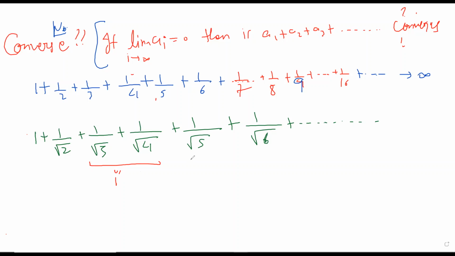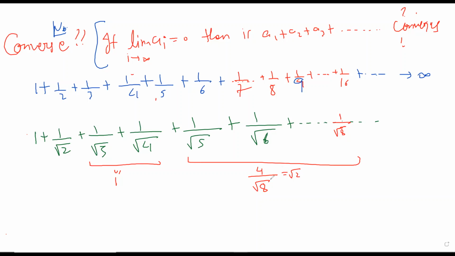And then next, if I take root 5, root 6, root 7, root 8, then my sum will be 4 by root 8. That is 2 by root 2. No, that's root 2. So it's good, right? It's even better. It's a little bigger than 1. It's all good for us.